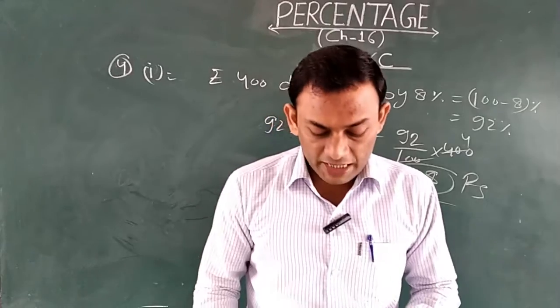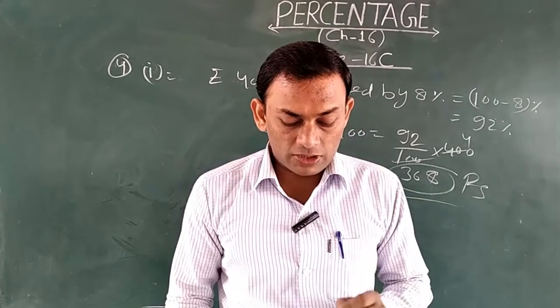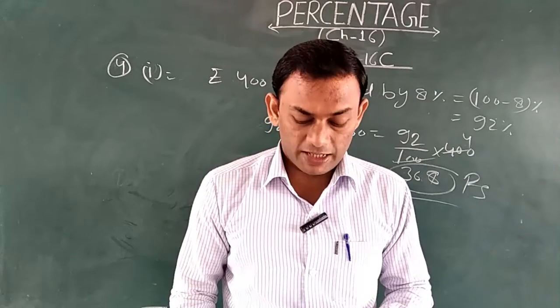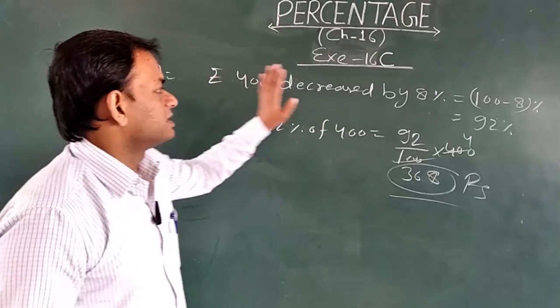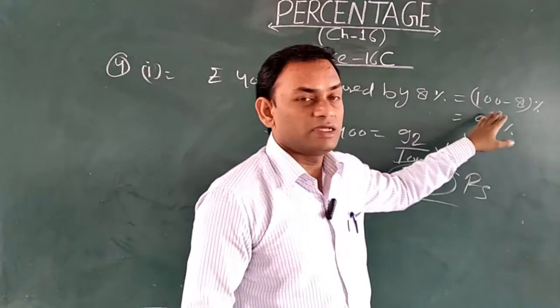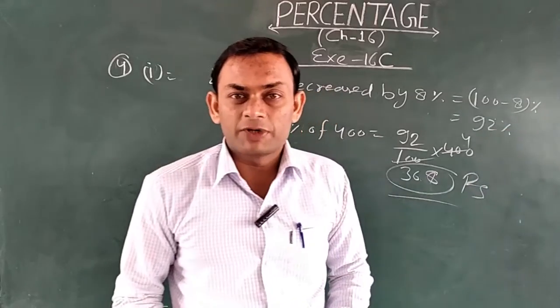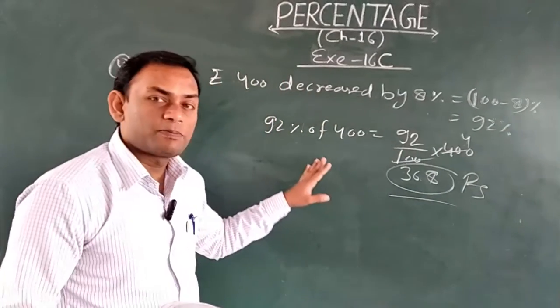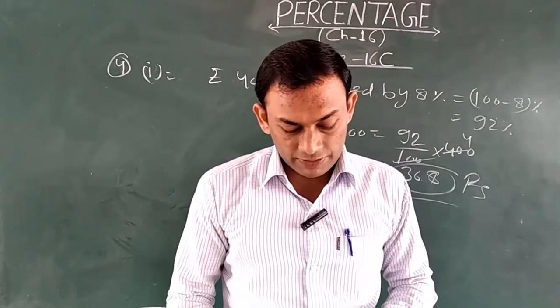Now after that, the second part of this question is exactly the same. Here you have to find the 25 kilometer increased by 5%. So you will write the 25 kilometer increased by 5% will be 100 plus 5%, which is equal to 105%. So you will find the 105% of the 25 kilometer. Okay, and you will get the answer.